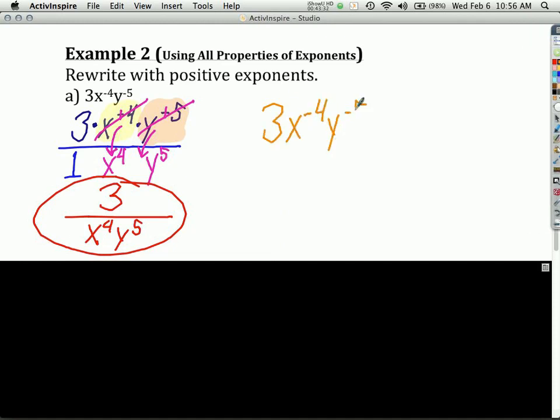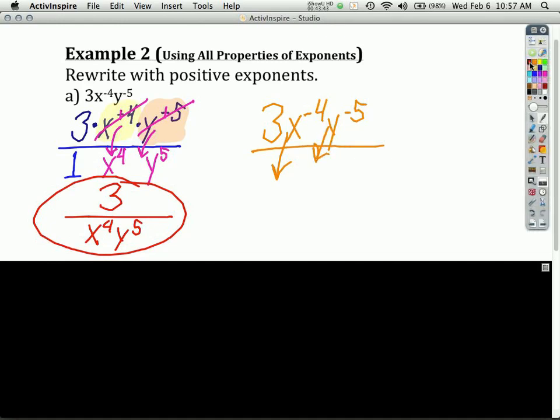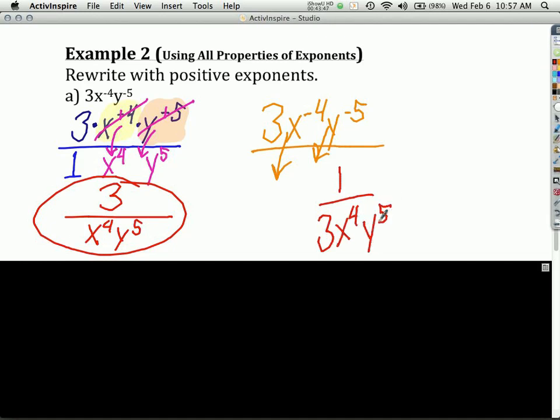They write down the question like this, and they go, oh, Mr. Gallant said that everything with a negative exponent moves. So this is going to move, and that's going to move. So I end up with 1 over 3x to the 4th, y to the 5th. What mistake was made? Austin? You weren't supposed to move the 3.